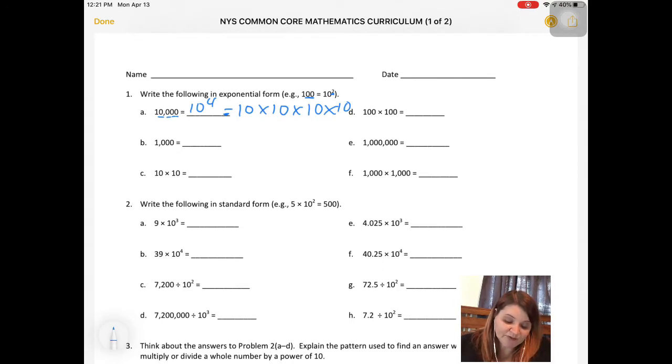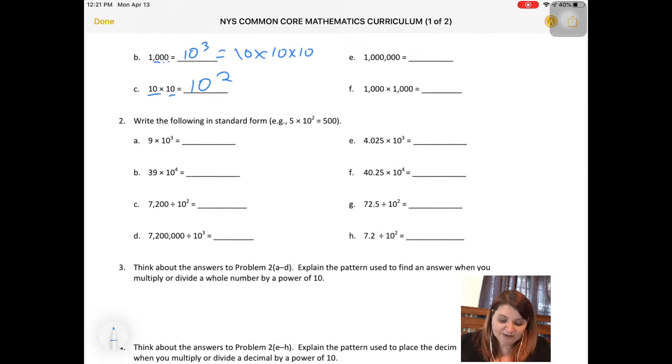And then the next one, in 1,000, there are 3 zeros. So that's going to be 10 to the power of 3, which would be the same as saying 10 times 10 times 10. You don't have to write that out. All you have to do is write the exponent. So now if we look at 10 times 10, because there's two 10s there, that's going to be 10 to the power of 2.